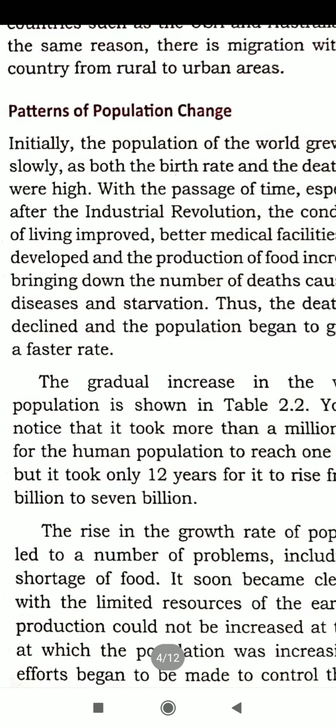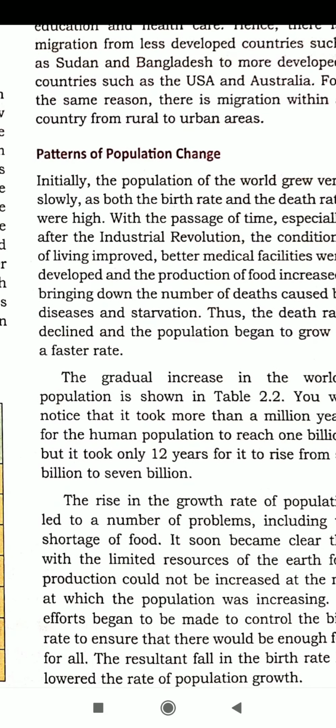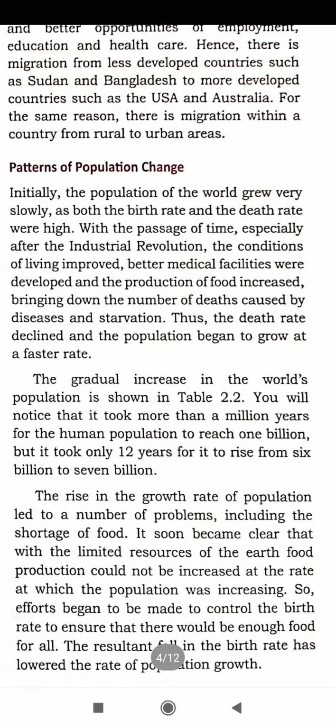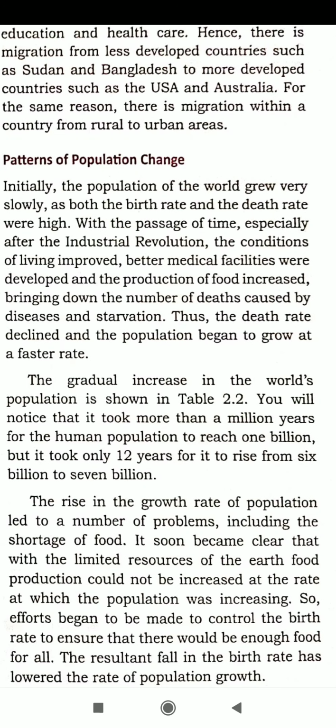Now, students, I am going to teach about patterns of population change. The population of the world grew very slowly as both the birth rate and the death rate were high. For example, if the birth rate and death rate are the same, 1000 children are born and 1000 people die. With birth rate and death rate equal, we cannot find any increment of the population.